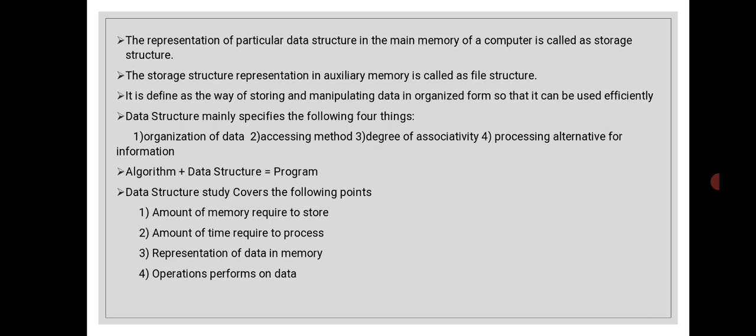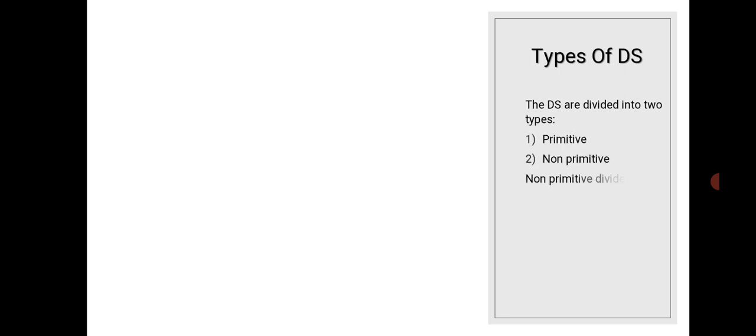We have types of data structures. Data structures are basically classified into two. One is primitive data structures, and the second one is non-primitive data structure. Non-primitive data structure, once again, is divided into two types. One is linear data structure, another one is non-linear data structure.